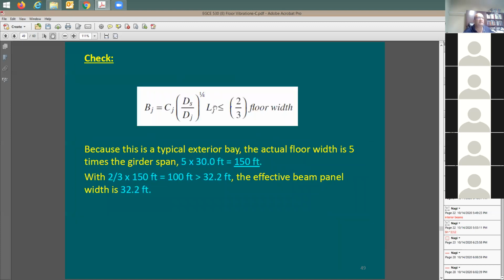Now you need to check this and be sure that's going to be within 2/3 of the floor width. The floor width is big. You're talking about 150 feet. So I don't see here a problem because you have 150. 2/3 of this is going to be 100 feet. It's going to be greater than 32.2. So the effective beam width is going to be equal to 32.2 feet. This for the panel.